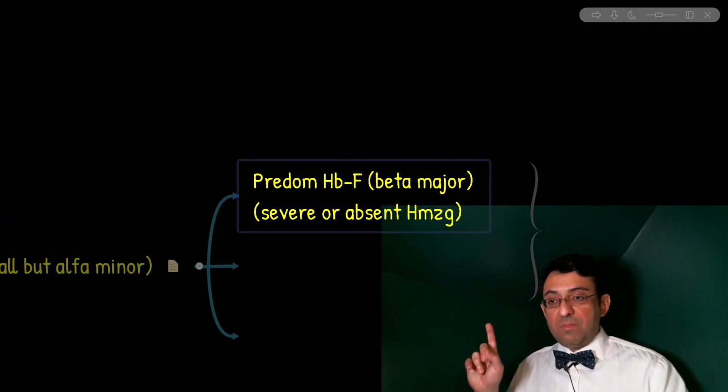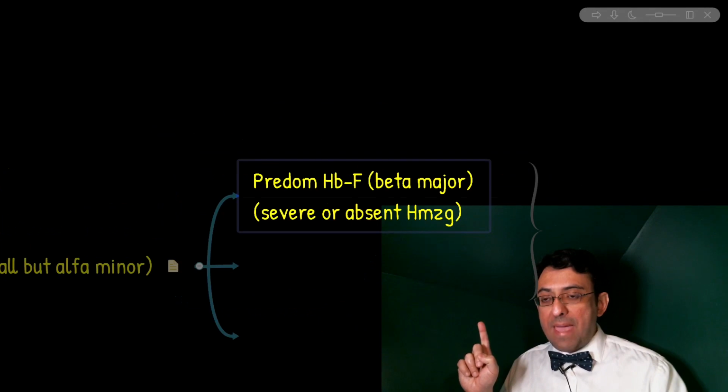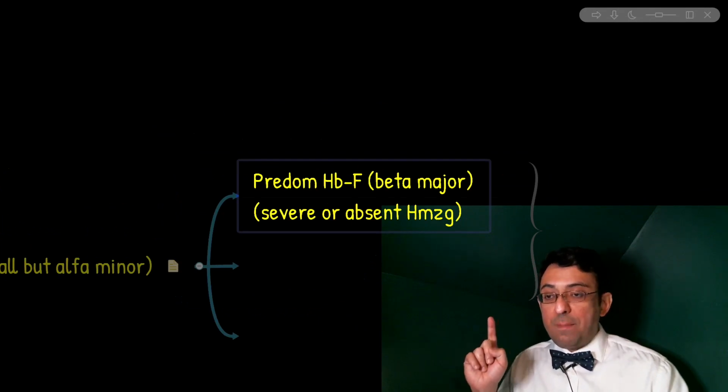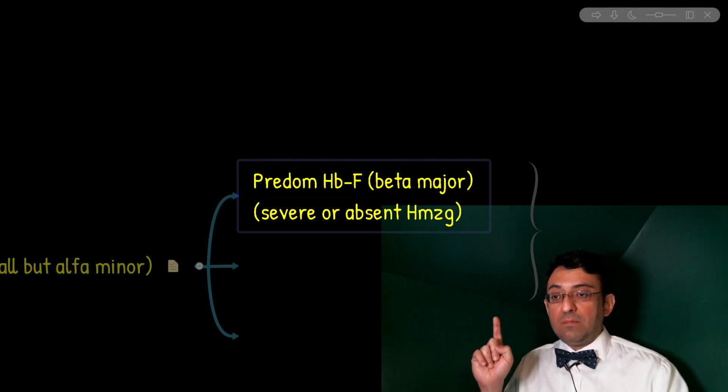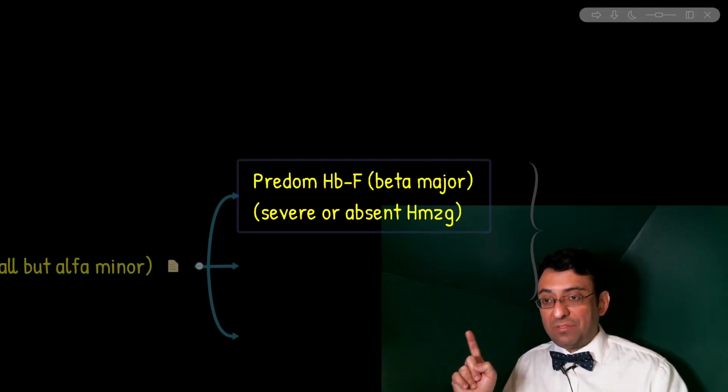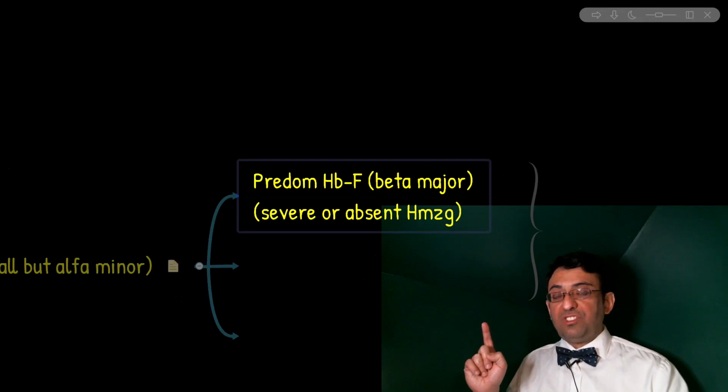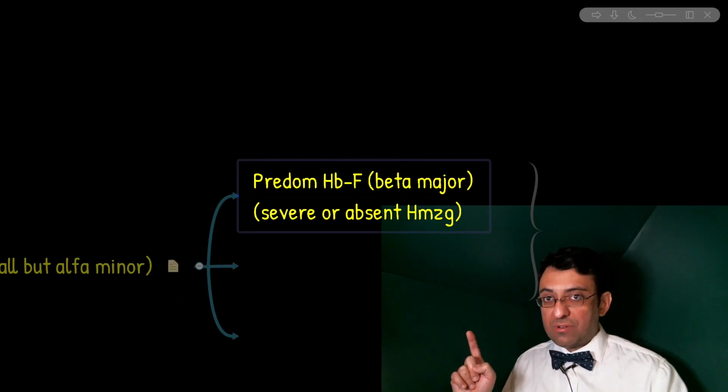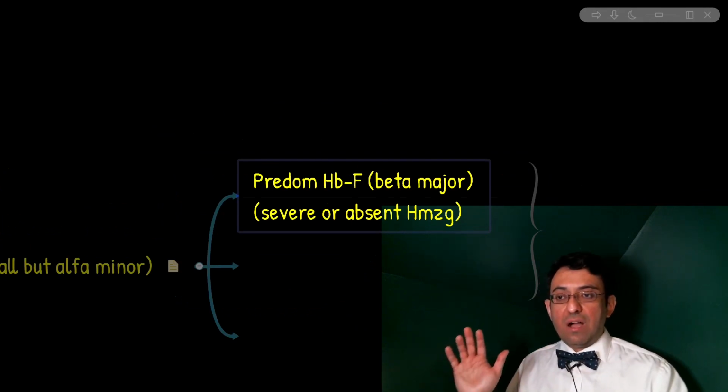Regardless of the levels, remember this sentence. In beta thalassemia major, the predominant hemoglobin identified on hemoglobin electrophoresis is hemoglobin F. Hemoglobin F constitutes more than 90% of the entire hemoglobin in beta thalassemia major. So that takes care of figuring out the beta thalassemia major.